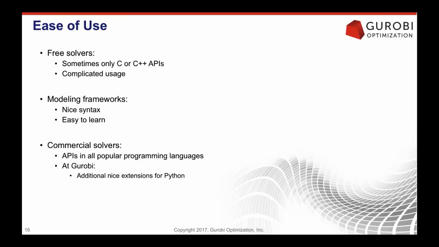The commercial solvers normally have APIs in all popular programming languages. So for Gurobi, we have APIs for C, C++, .NET, Java, MATLAB, R, and of course Python. And Python is a little bit of our favorite API. We're adding more and more nice extensions to Python to make it look a little bit more like a modeling language and make it very easy to use for people that are not used to using a programming language. I will give you an example later.